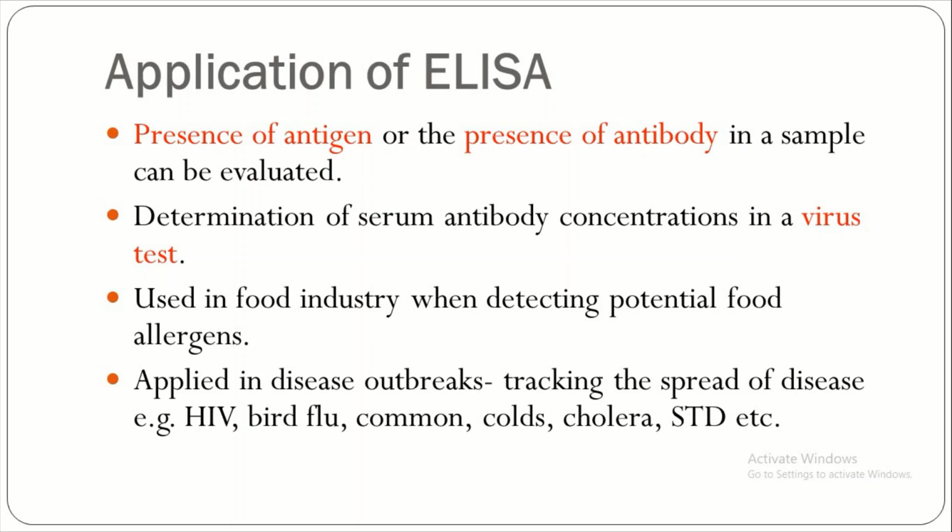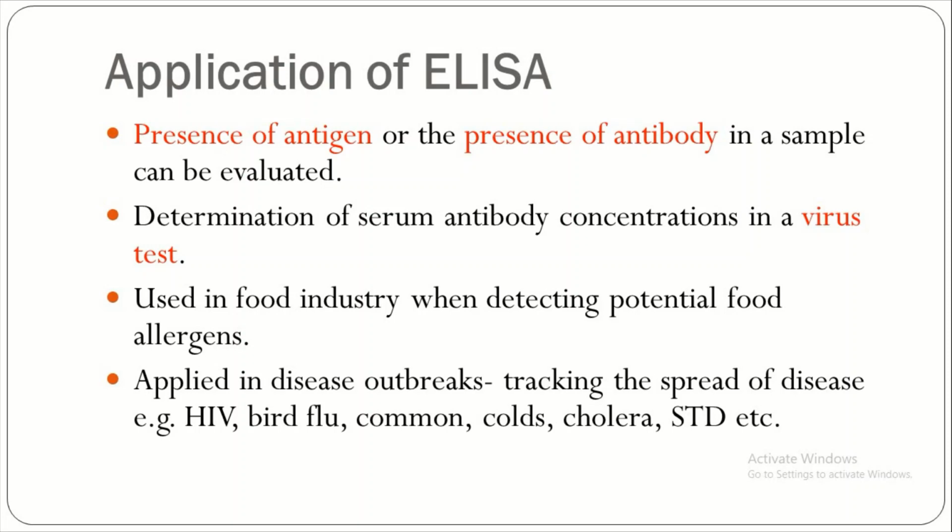So next comes the applications of ELISA. First, the presence of antigen or antibody in a sample can be evaluated. That is the first application which we have seen even in the first slide. Determination of serum antibody concentration in a virus test. We will see that in HIV testing, how they determine it easily. It is also used in the food industry when detecting potential food allergens.